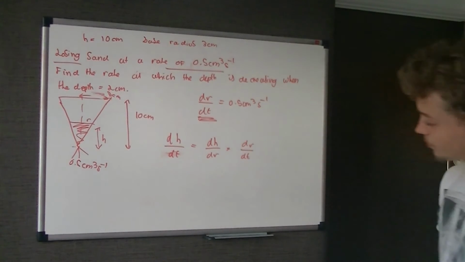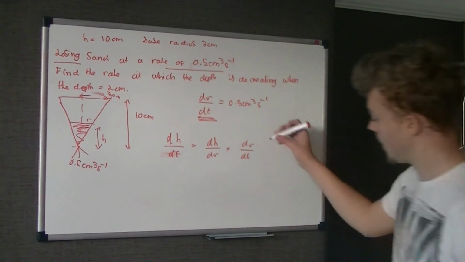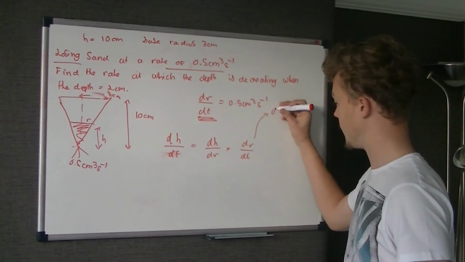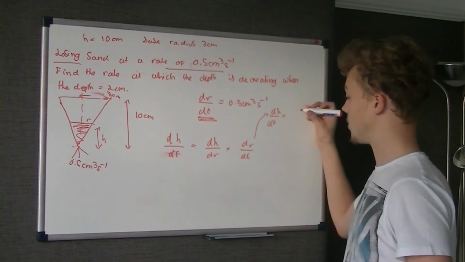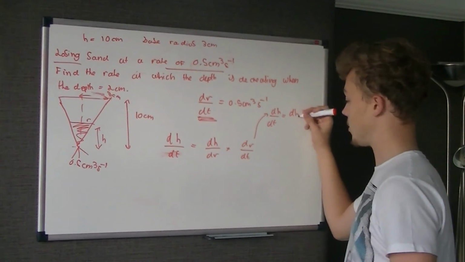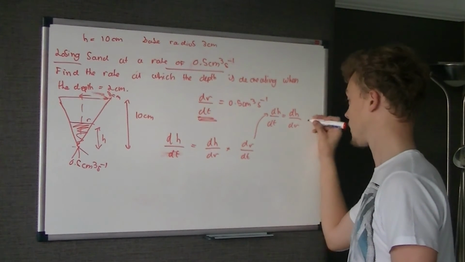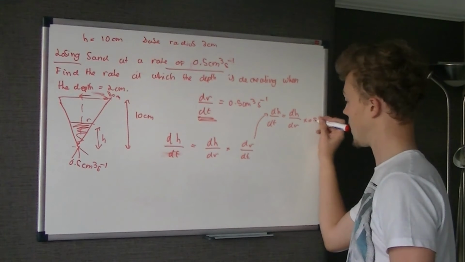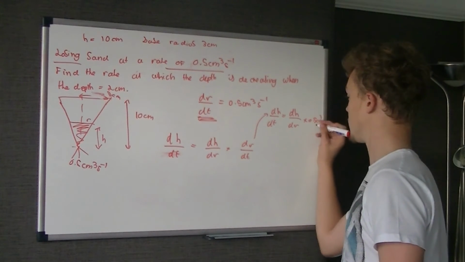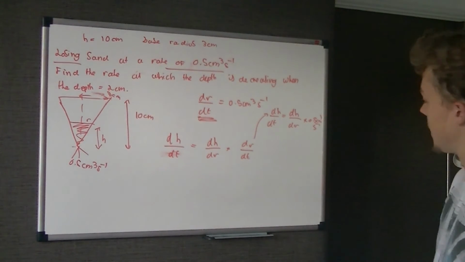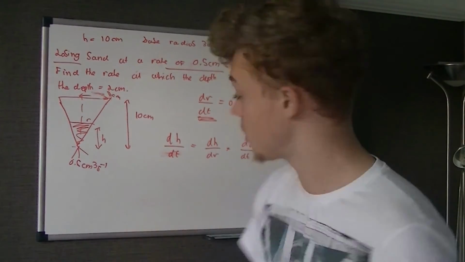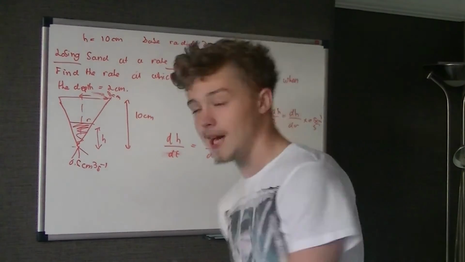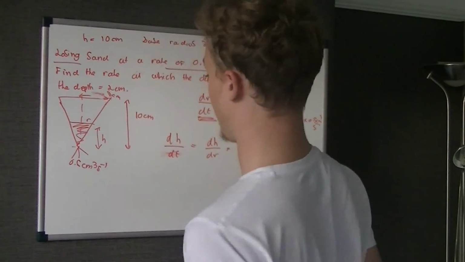Now, okay, so put into our equation what we already know. So dh by dt, that's what we're trying to find out, equals dh over dv, which we don't know, times 0.5 centimetre cubed per second. Now dH over dV we can't work out, because we can't work out the differential of h with respect to the volume. We can do that the other way around because we can work out the volume.